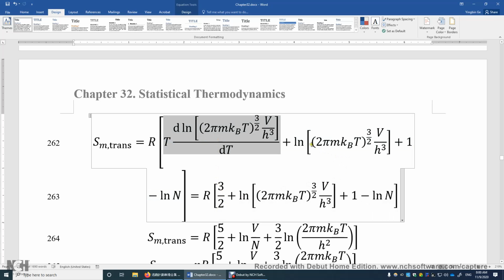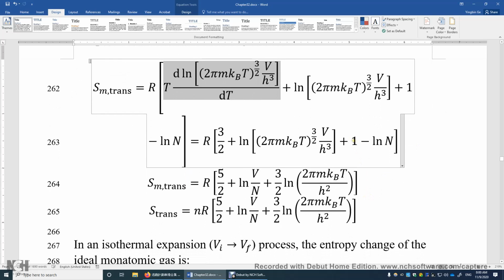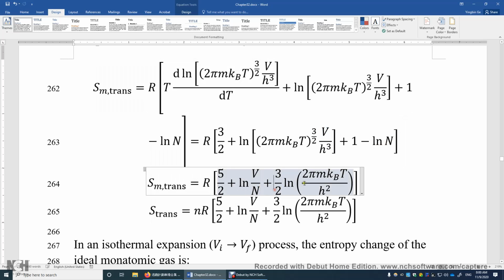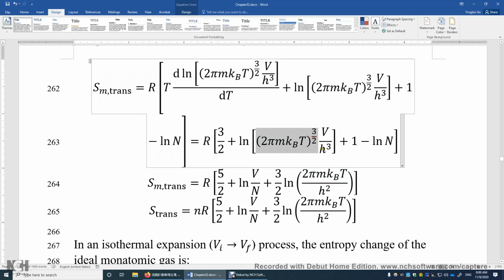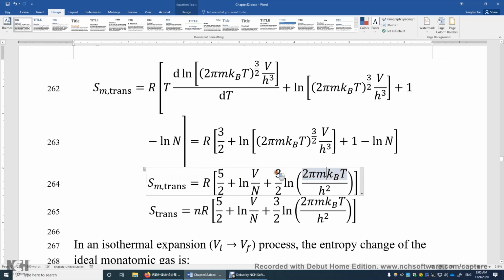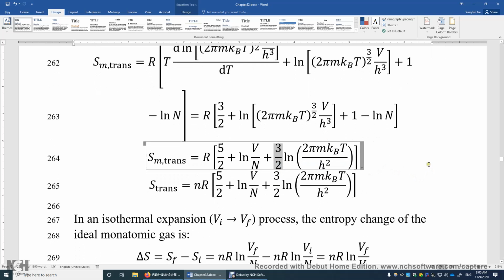Now let's look at the second term. I just copied the second term here, and then you have plus 1 minus the logarithm of the number of particles. 3/2 plus 1 is 5/2. You get that here. And Ln V minus Ln N is Ln V over N. I put it here. And finally, we have 3/2 times Ln of 2 pi m kB T over h squared. So I combine this one and this one, and then there's a coefficient in front.